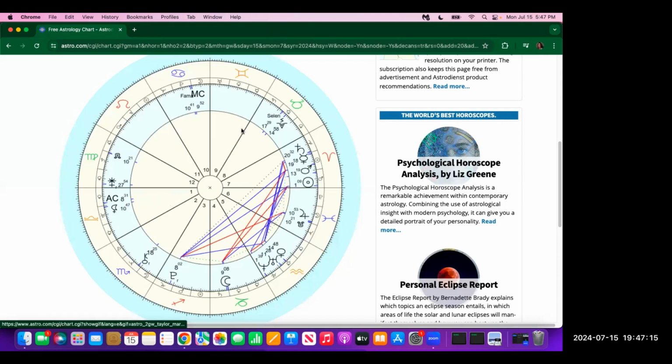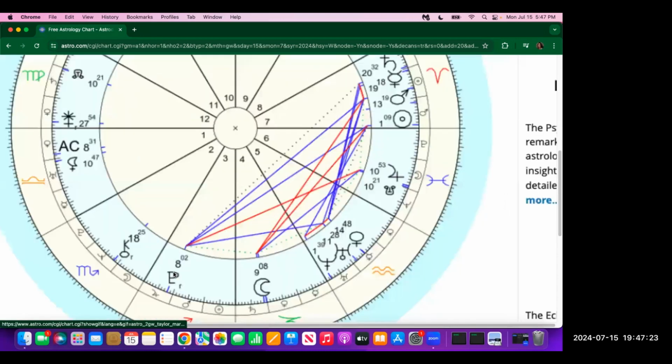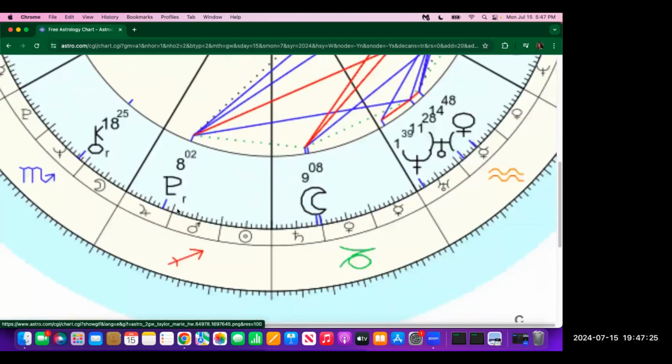Does it make a difference if you have three planets and two are retrograde? Yes, Michelle. If you have a retrograde planet in your chart, see, for example, down here, I have Pluto retrograde. You can see that it's retrograde from the R there.